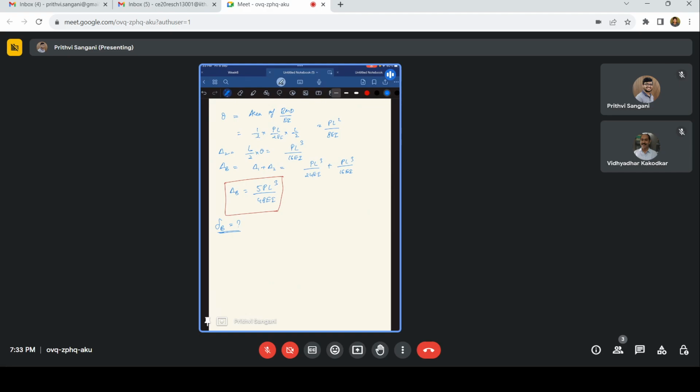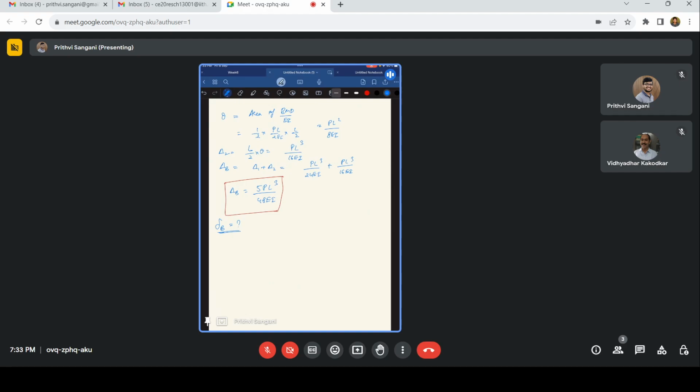I hope you know about the centroids for this kind of problem. So this is 3/4. So you'll be getting WL power 4 by 8 EI. I just missed writing EI. This is EI.